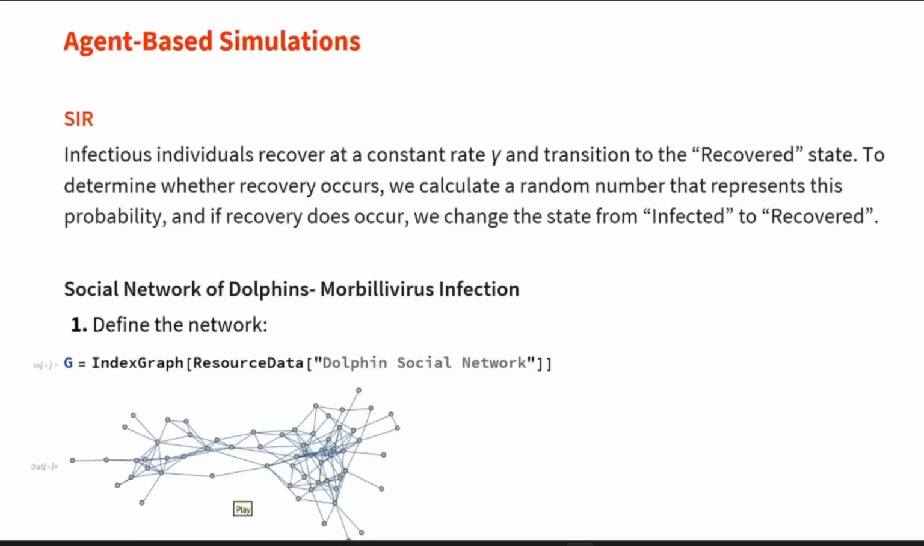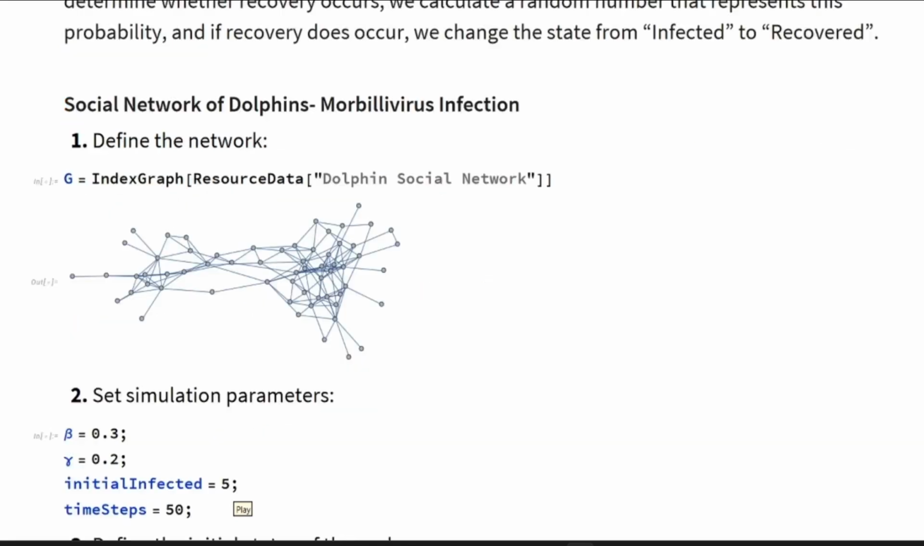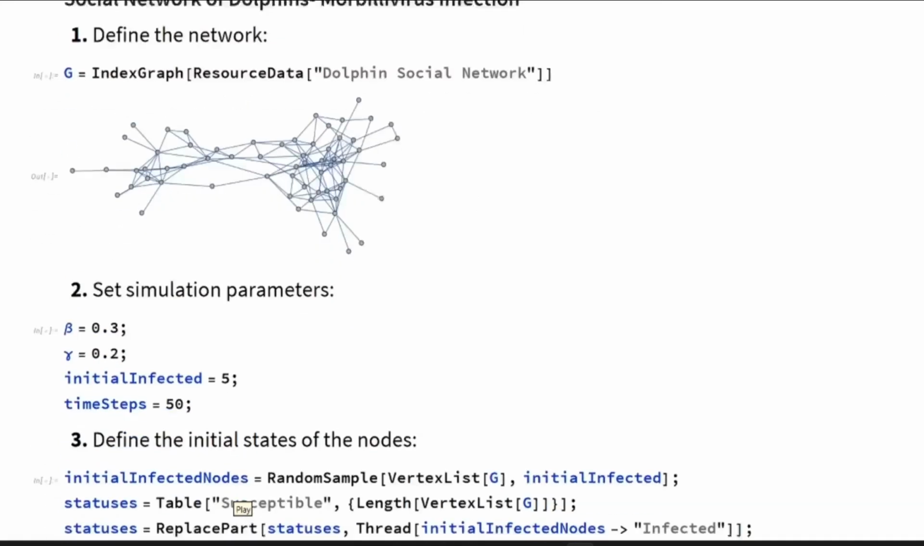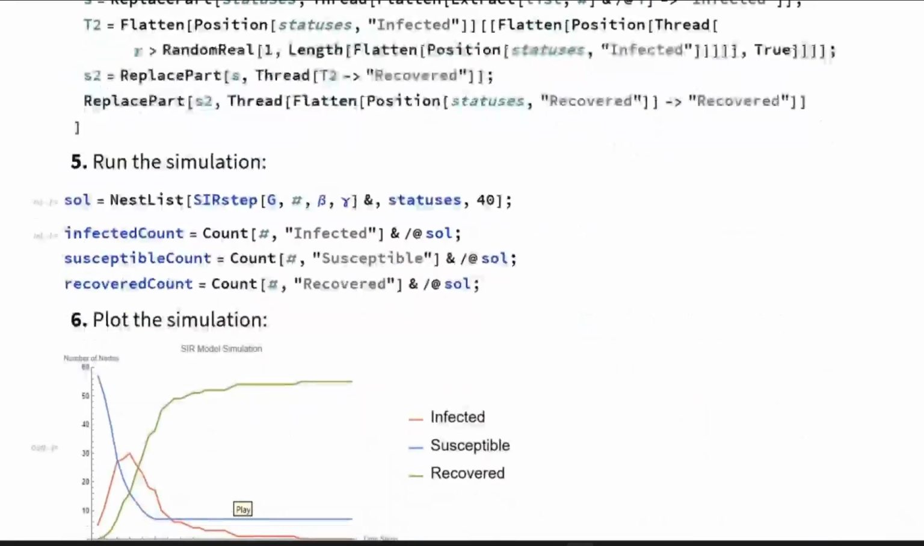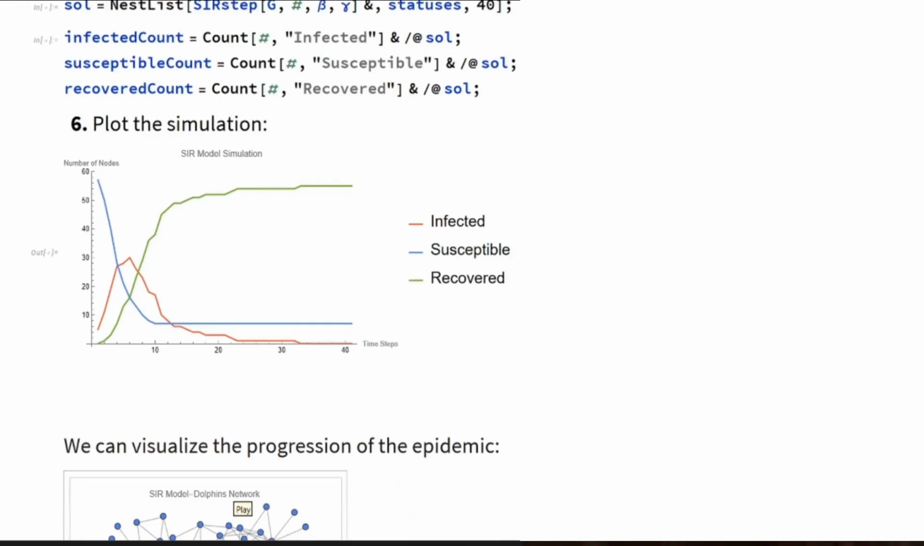In the SIR model for agent-based simulation, infectious individuals recover at a constant rate gamma and transition to the recovered state. For example, consider the social network of dolphins, where the vertices represent dolphins in the community living in New Zealand, and imagine that there is a disease that follows the SIR model. We define the network, we set the simulation parameters, we define the initial states of the nodes, we define the behavior of the agents, we run the simulation, we plot the simulation, and we can observe that this follows the same trend as the differential equation approach.